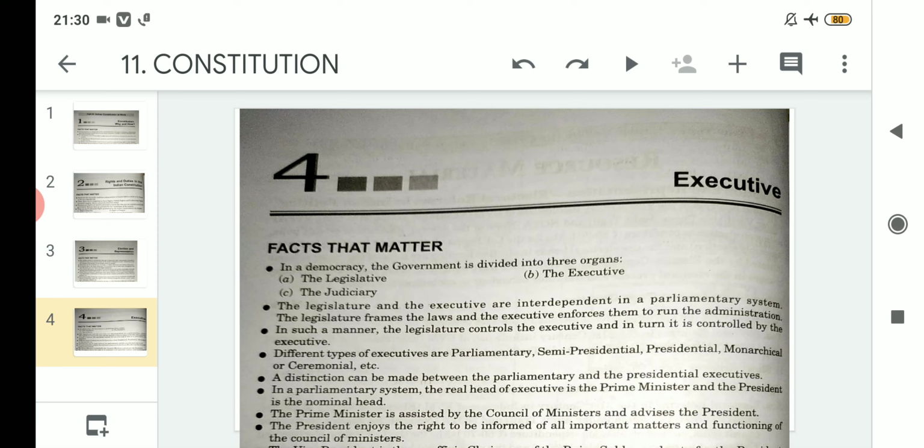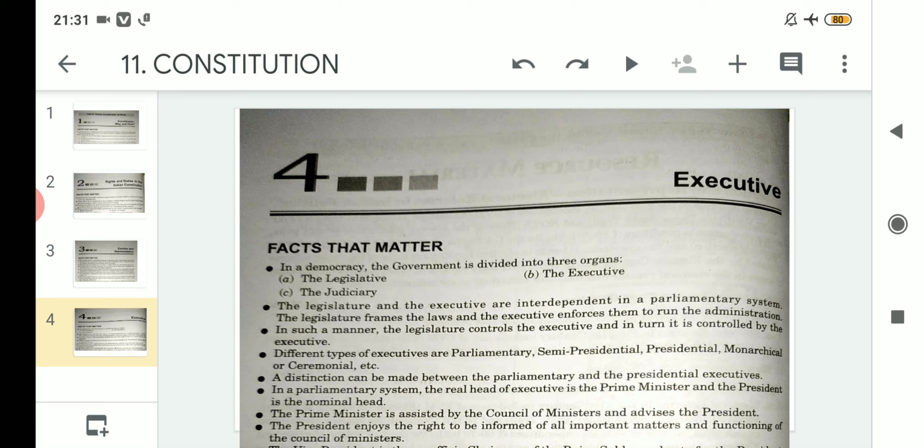So the first point related to chapter number 4, Executive, is that in a democracy the government is divided into three organs. As we know, these are independent organs and they can look into each other's work, but they are independent in nature. And whatever work they do in looking after each other is known as checks and balances.